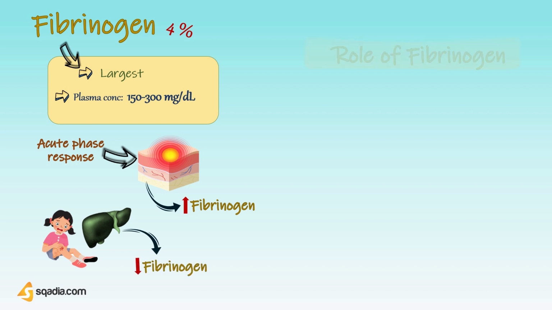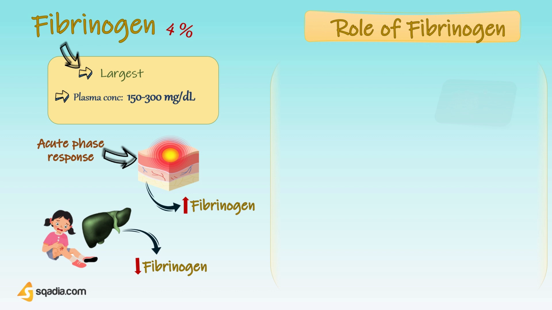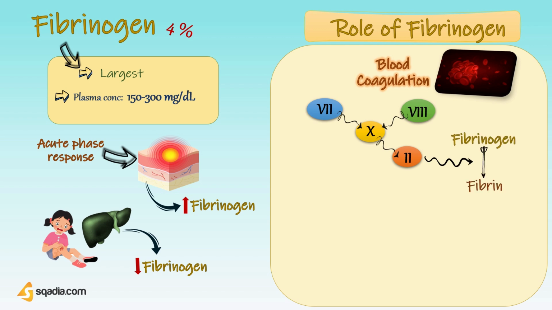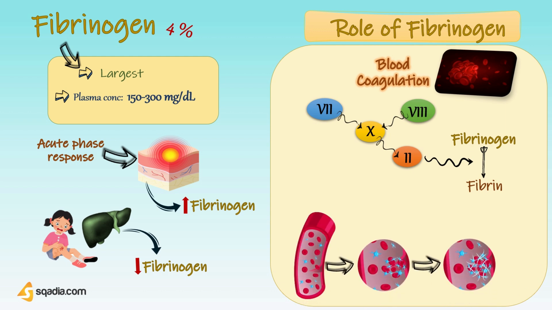Let's look at its role. Fibrinogen is the major plasma protein involved in blood coagulation. Different clotting factors are also involved in blood coagulation through coagulation cascades, the endpoint of which is the cleavage of fibrinogen into fibrin monomers that further assemble into a large, insoluble strand of fibrin polymer. This substance provides the basic framework for a blood clot.